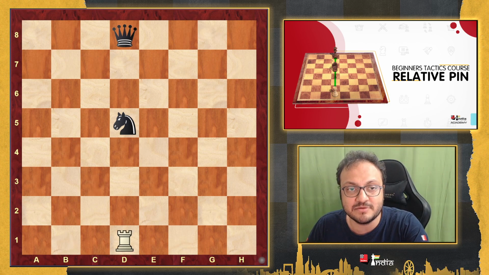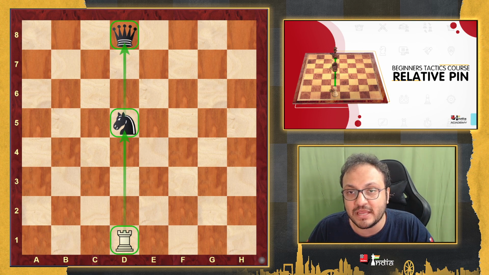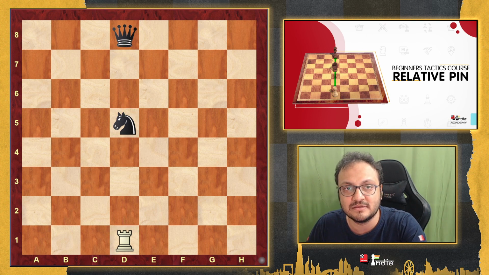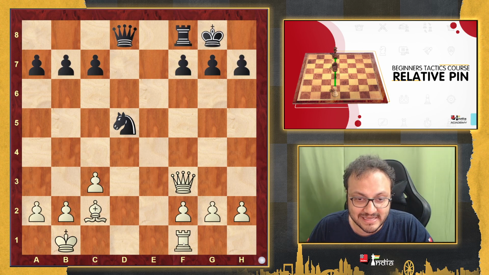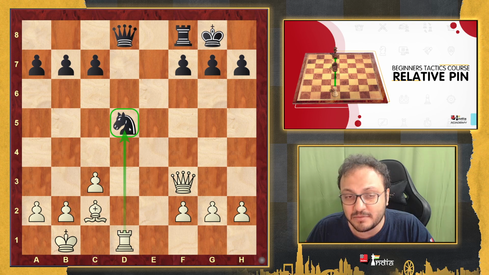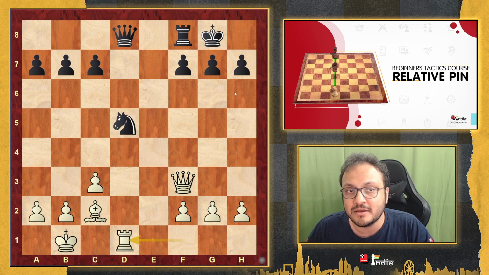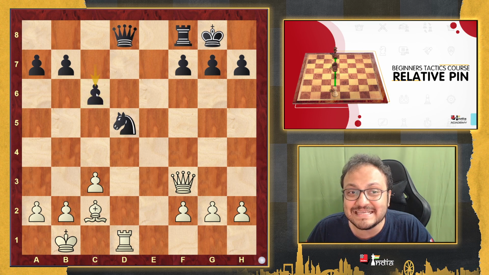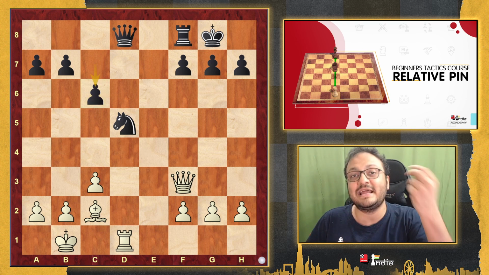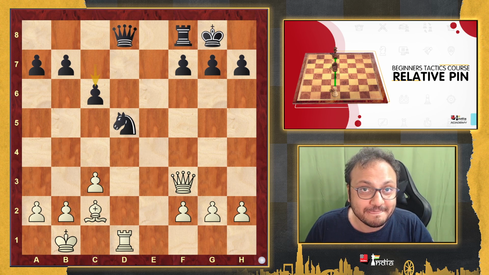Let's look at the skeleton position. The rook pins the knight to the queen, and that's why the right move here is rook to d1. This one is slightly more complicated because here you have two attackers against the queen, but black can play the move c6, and that's the reason why it's slightly more complicated. Now the knight is defended, and what do you do now?